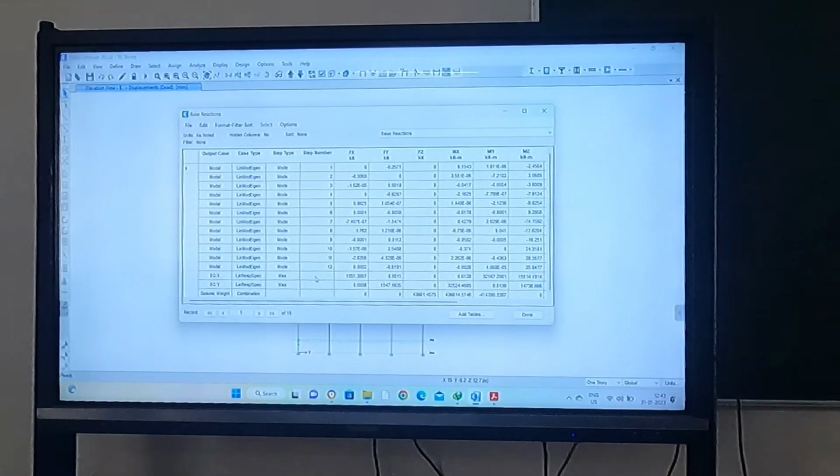Here you can see the output. What we are checking is base reaction or base shear, and for this case, earthquake load in the x direction, the amount in the x direction is 1551 point something kilonewton. Similarly, in the y direction also you are getting 1547 point something kilonewton. Now you have to cross verify this with the formula given in the code.